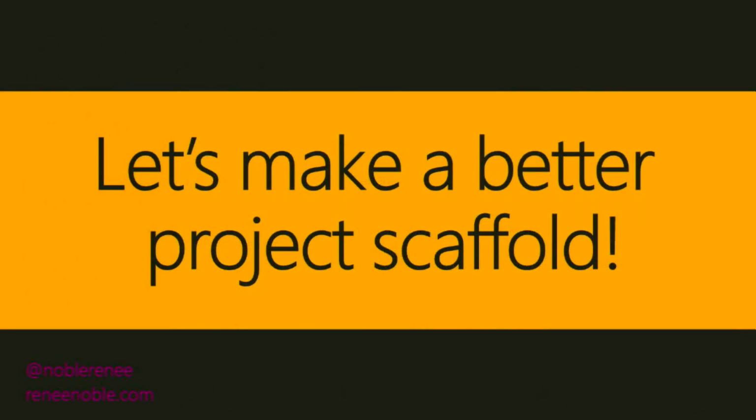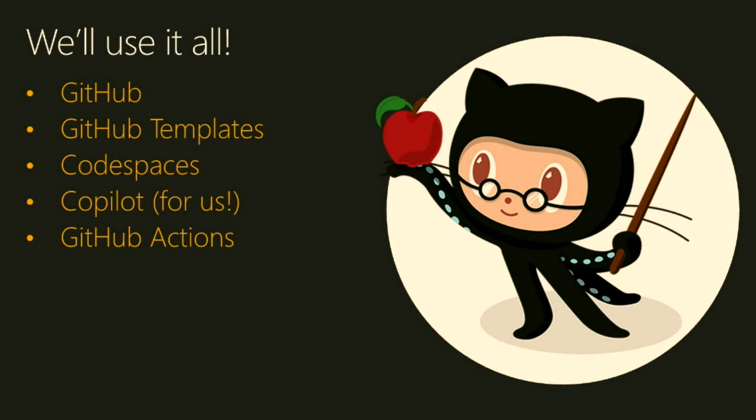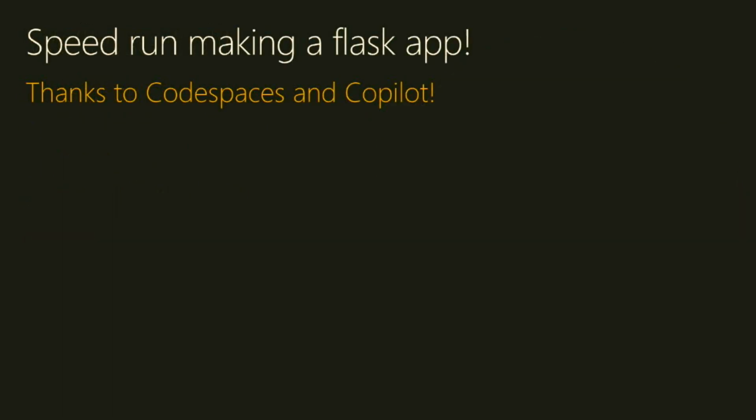But I think there's some technology that we can use to make it even better. So I'm going to tell you how we can make something using GitHub, GitHub templates, Codespaces, Copilot, and GitHub Actions. The GitHub Copilot, it's just for us, because why do I want to write all the test cases myself when I can get GitHub Copilot to do it now? So let's give it a go.